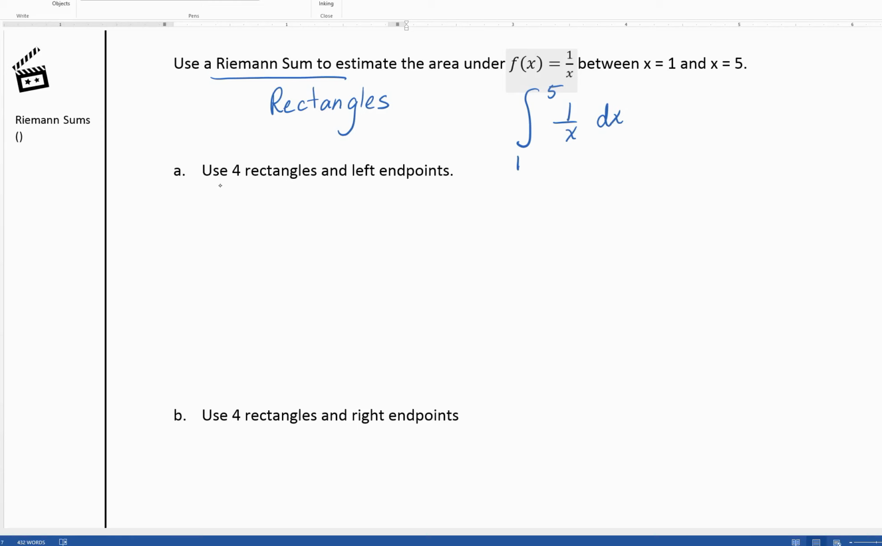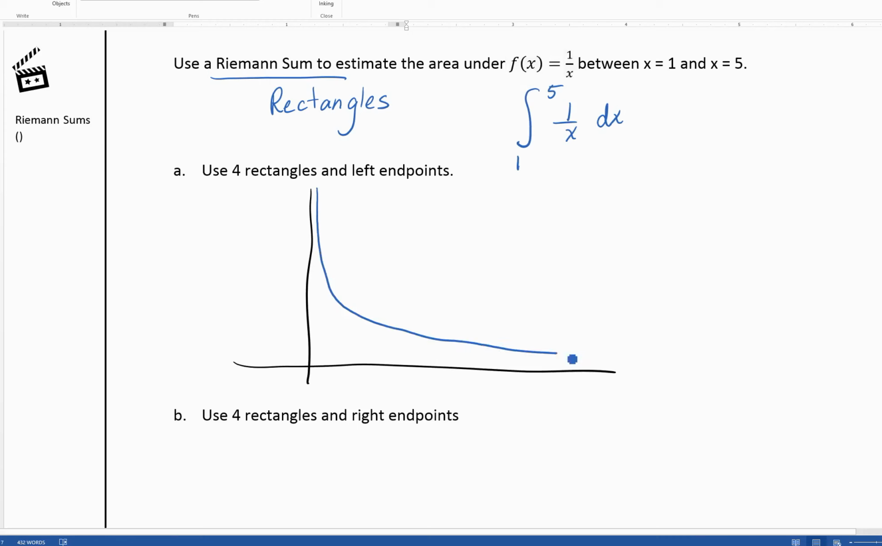So first it says use 4 rectangles and left endpoints. So what we're going to do, I'm going to draw this graph. So here's our x-axis. We know the graph of 1 over x goes like this. Okay, and we want to go from x equals 1 to x equals 5.